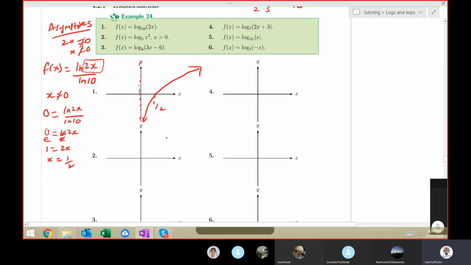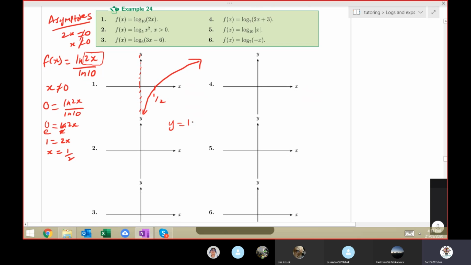Let's try another one. Let's do it together, I guess, just to make sure. I'll do another one myself, and then maybe I'll pick someone up. Okay, number 2. Log 5x squared. Y equals ln x squared on ln 5.